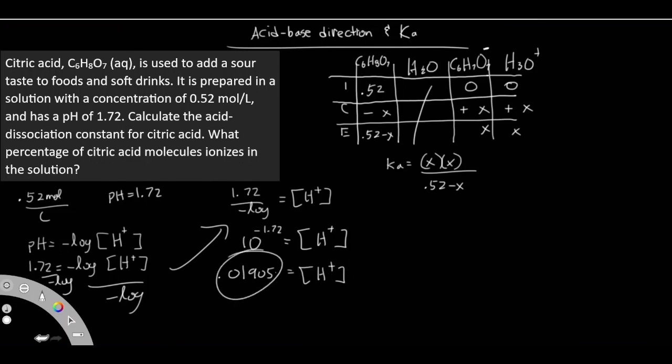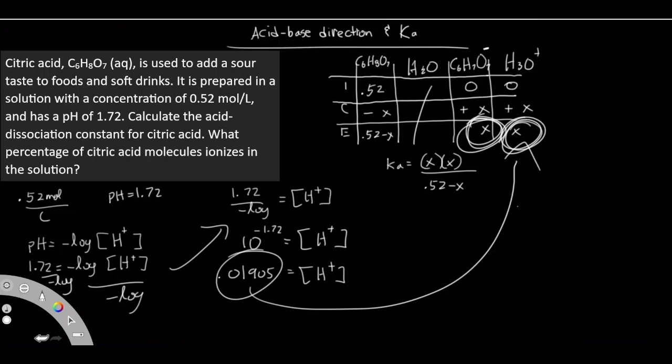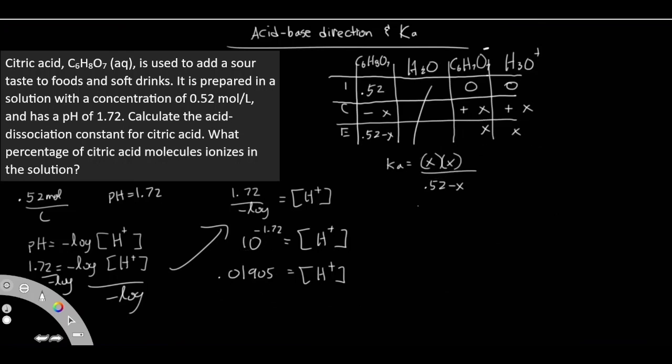So what we're going to do is put this into here. And remember, if this is X and this is X, they're both X. Technically, both of these are going to be the same value of 0.01905. So this value over here is going to be 0.01905 multiplied with another 0.01905. If you just want to square it, it'll be a lot easier. You can do that too. And then we have 0.52 minus, again, our X, which is 0.01905. You do your little calculation, tell me what answer you get. I'm getting 7.24 times 10 to the negative 4. This here is our Ka value.